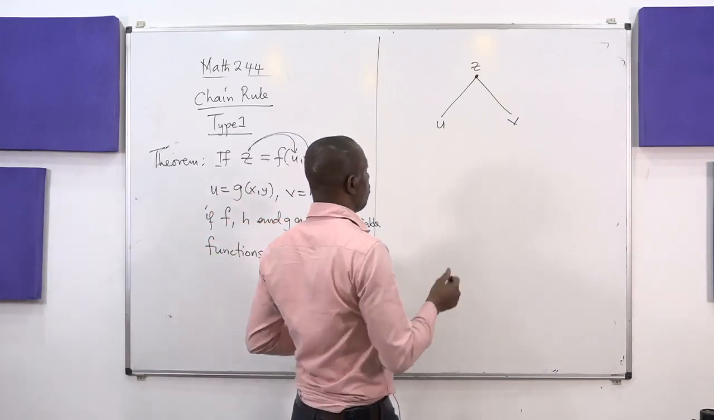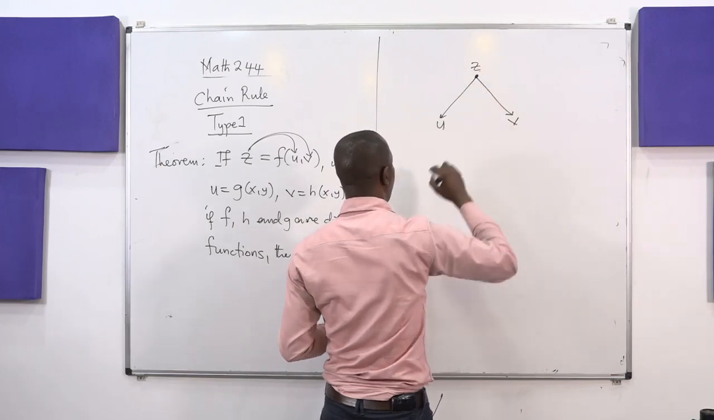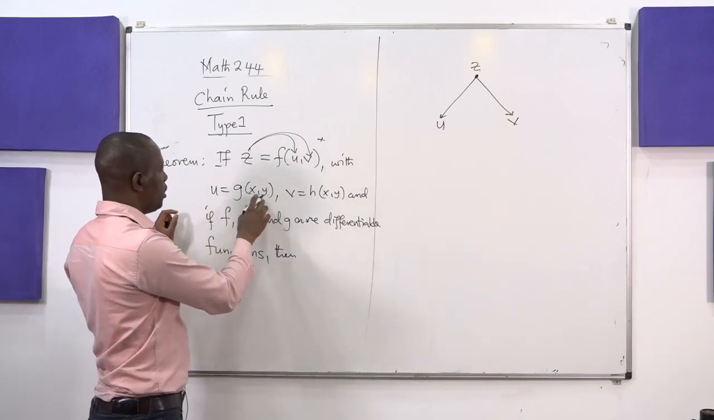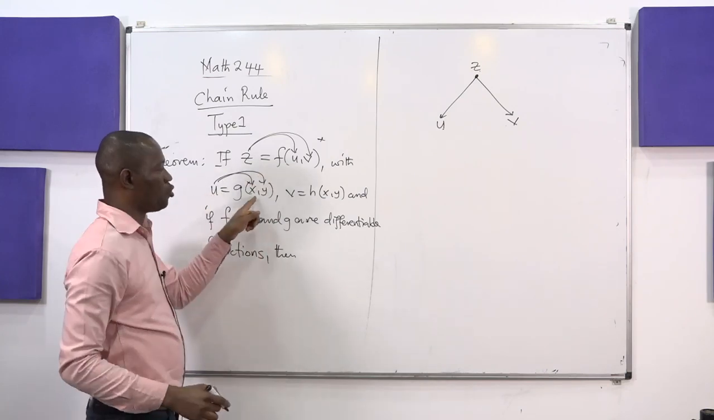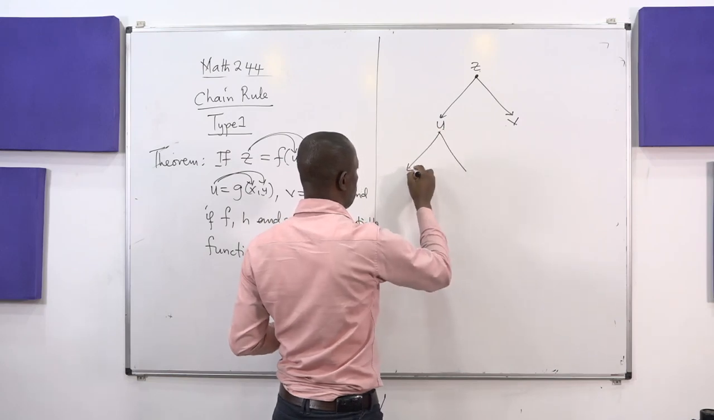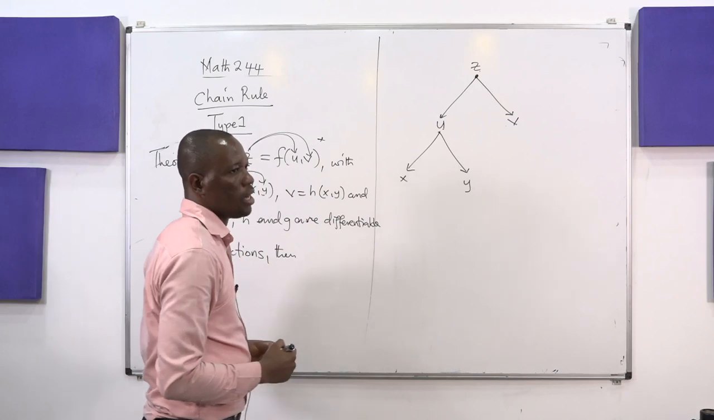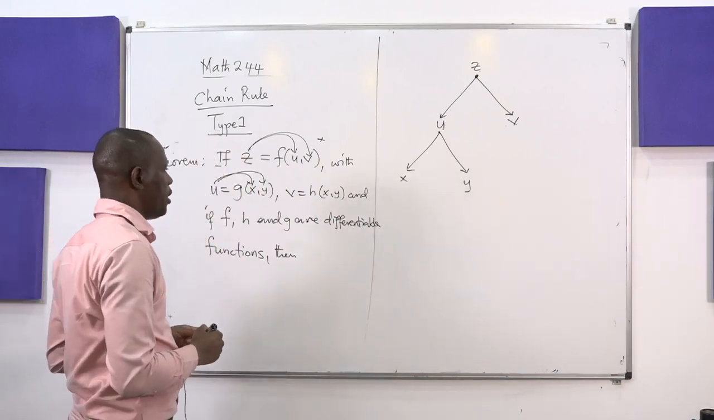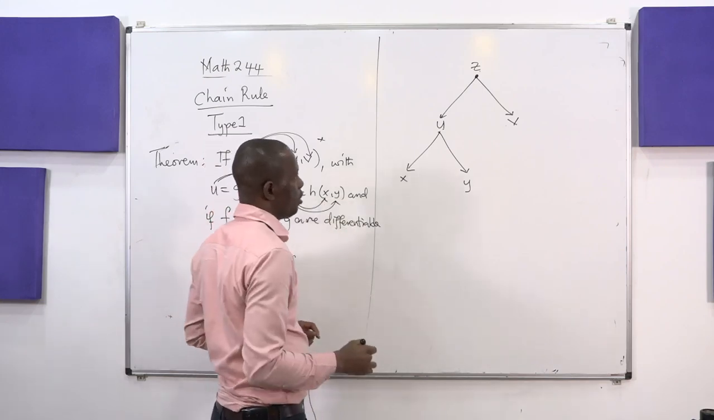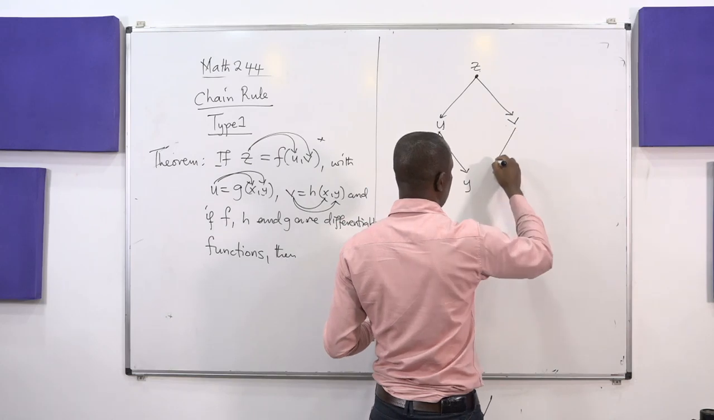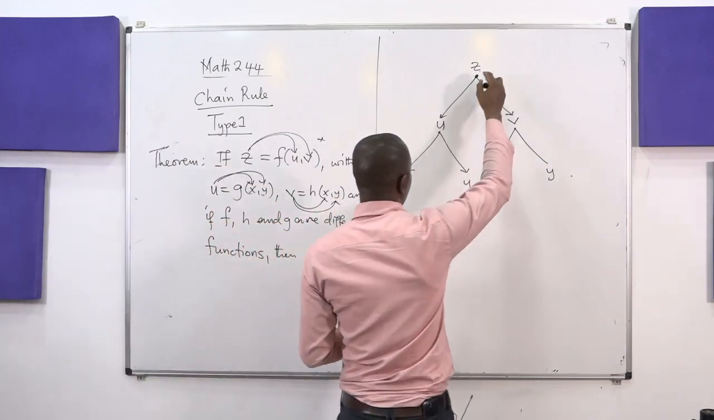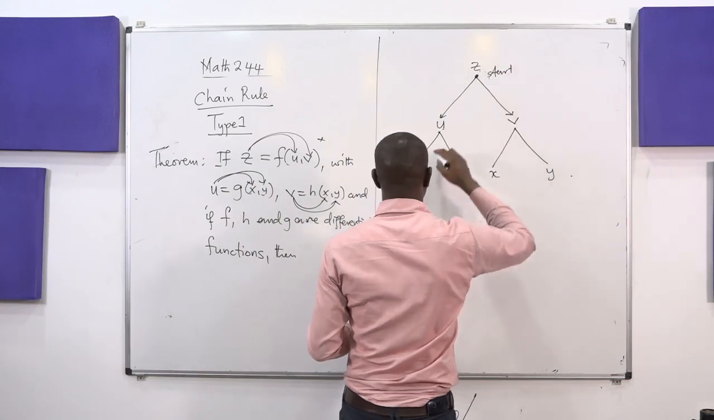Then this means that you have moved from z to u and v. So this one goes out, cancel. Then u is a function of x and y. U also has two children, or depends on two, x and y. So you draw two lines, x and y, like this. Then v also depends on x and y. So again, depends on x and y. Right. So this is the start, and this is the end.